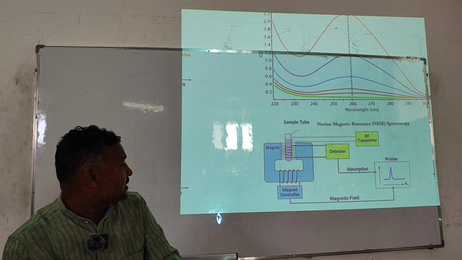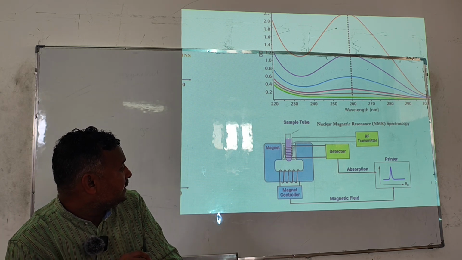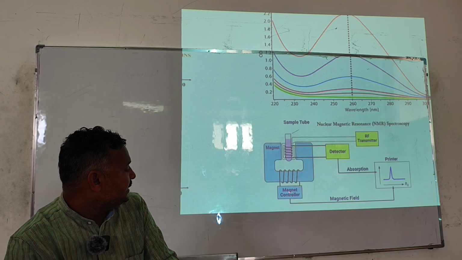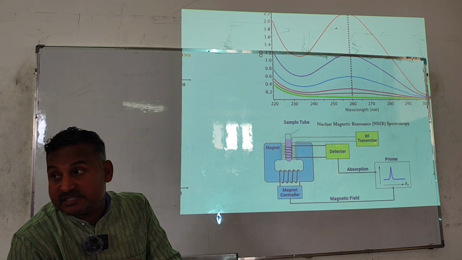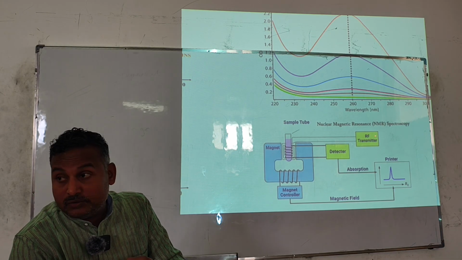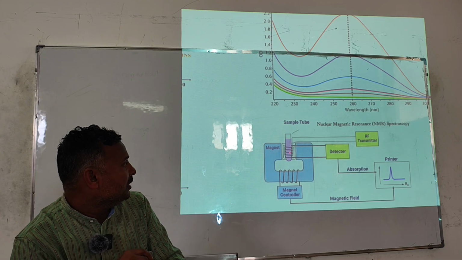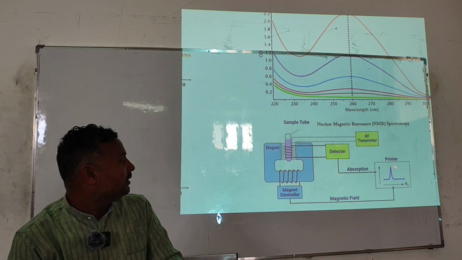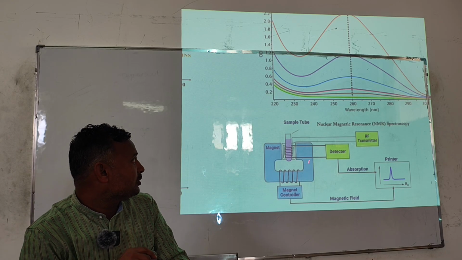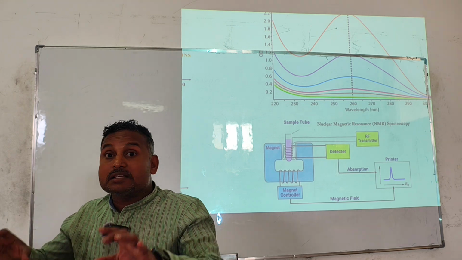So here in this case, there is a magnet, and this is the sample, and there is a magnetic controller, and there is a detector. This is the RF transmitter. RF means radio wave frequency. This is the radiation which is going to the sample, and you are getting peaks like this. This is the NMR spectrometer, and in the NMR spectrometer we are getting the NMR spectrum.